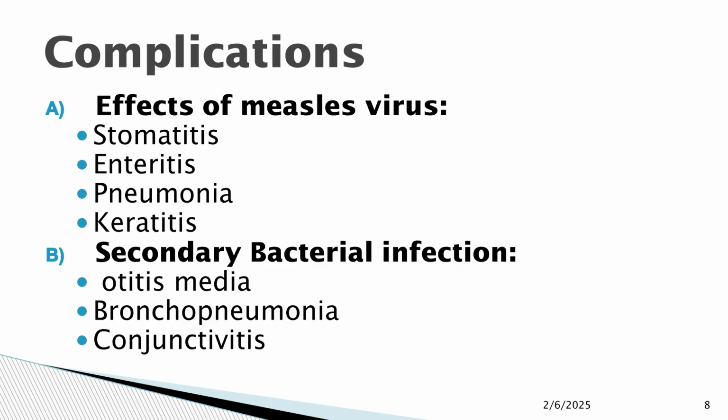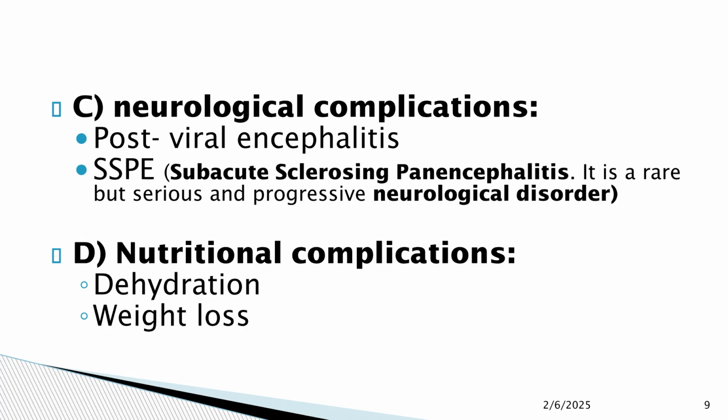Complications of measles can include stomatitis, enteritis, pneumonia, and keratitis. Secondary bacterial infections like otitis media, bronchopneumonia, and conjunctivitis may also occur. Neurological complications include post-viral encephalitis and subacute sclerosing panencephalitis, or SSPE. Nutritional complications can manifest as dehydration and weight loss.